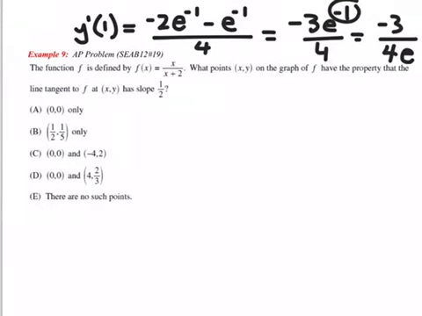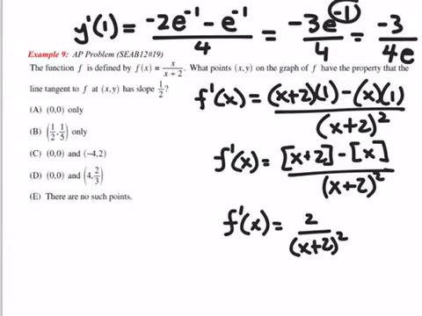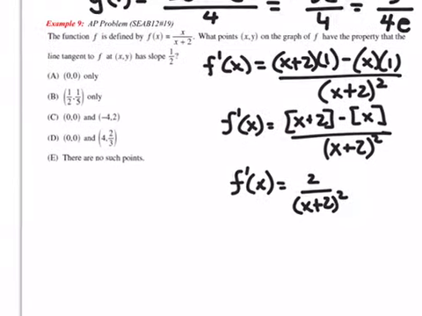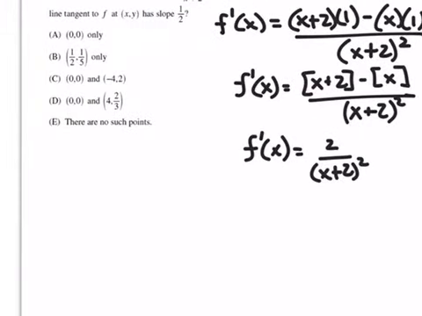Okay, this is a really cool problem. Off camera, I'm going to go ahead and find the derivative of f of x real quick. So you can work your way through that if you want to, but I see that f prime of x equals 2 over the quantity (x plus 2) squared. So I want to find what point or points on the graph of f have the property that the line tangent to it has slope 1/2.